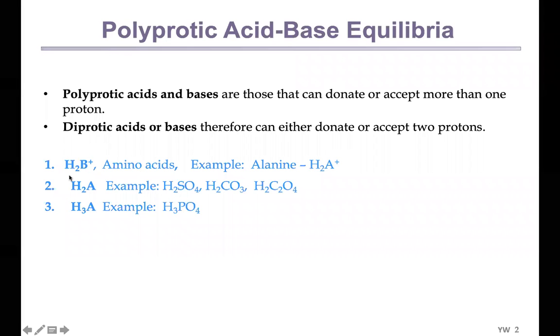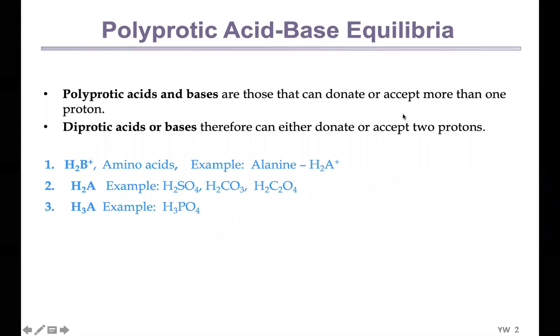So for example, amino acids, and for all the amino acids, you have 2 protons. You can either have 2 protons accepted, or as a fully protonated form, you can dissociate 2 protons, right? Or our typical inorganic acids like sulfuric acid, carbonic acid, acetic acid. And so both of these belong to diprotic acid base.